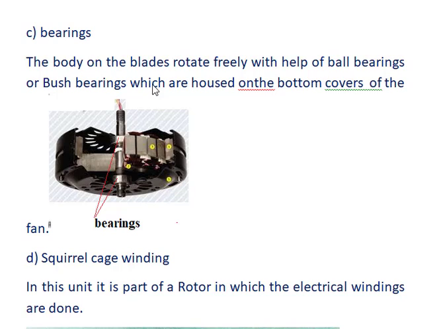On the bearings, the body of the blades rotates freely with the help of ball bearings or bush bearings, which are housed on the bottom cover of the fan. This is known as the bearings, ball bearings. These two ball bearings hold the body and are used to rotate the body freely.